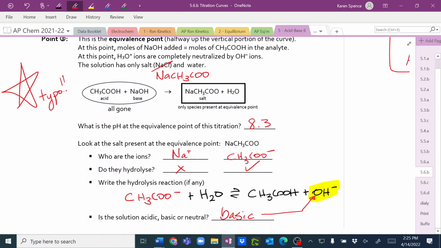What matters is that the salt that you make is either going to hydrolyze and you'll end up with a basic solution here, or, if you were doing a weak base with a strong acid, an acidic solution. Or with a strong combination, you produce a salt that does not hydrolyze and you have a pH of 7. So at the equivalence point, you should always be asking, who is my salt? What happens to that salt? That's what is important at the equivalence point.